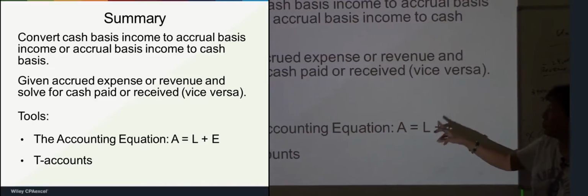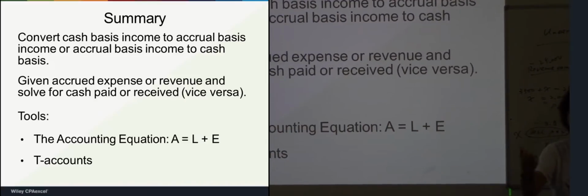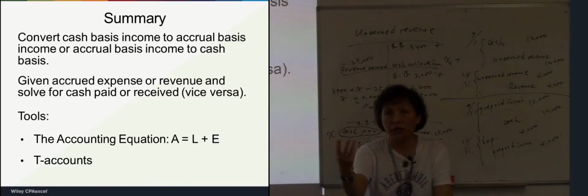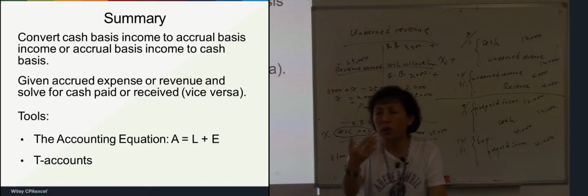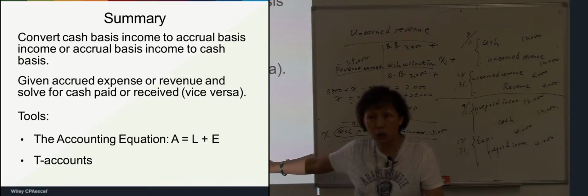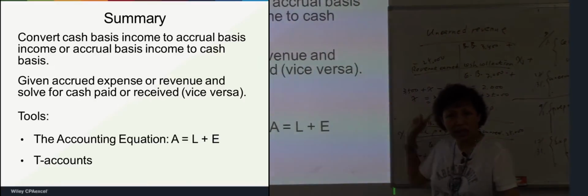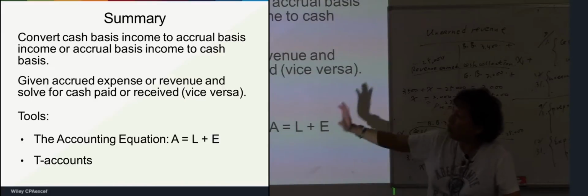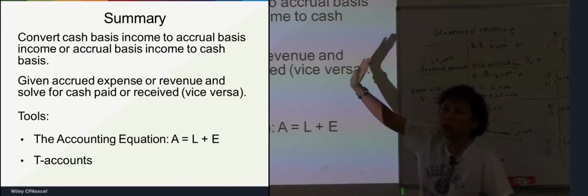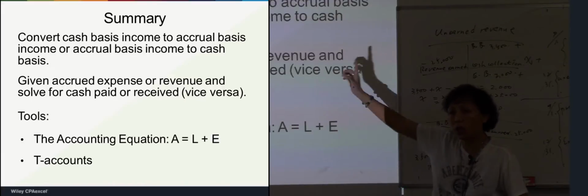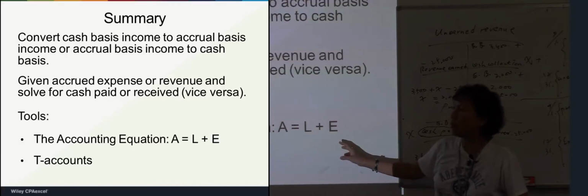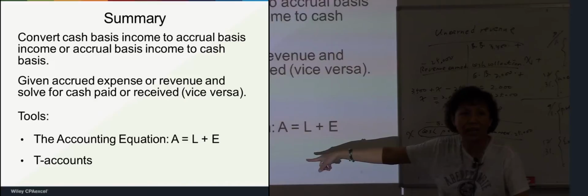And for the cash received or cash paid question, you are given an accrued asset or deferred asset amount, or an accrued liability or deferred liability amount, and you are required to compute either the cash receipt amount or cash payment amount. Then you have to apply the T account. So for the first type of question we use the accounting equation. For the second type of question we use the T account.